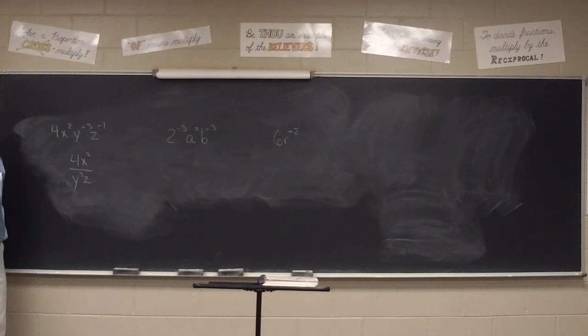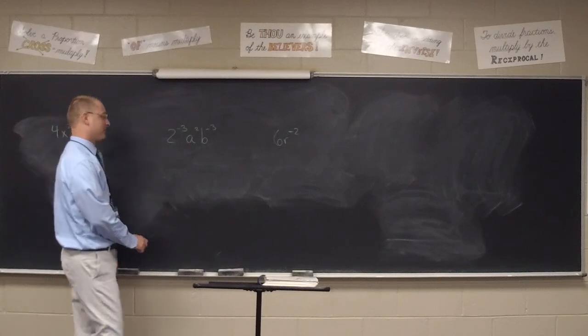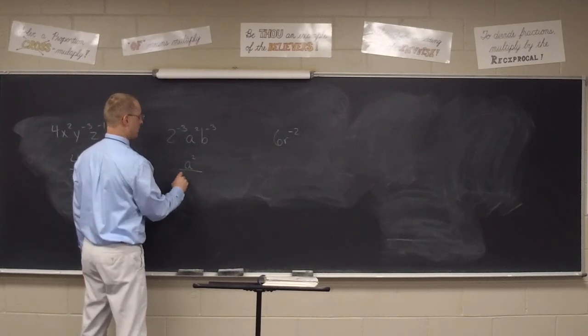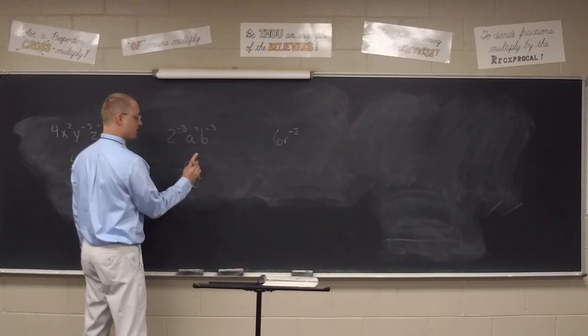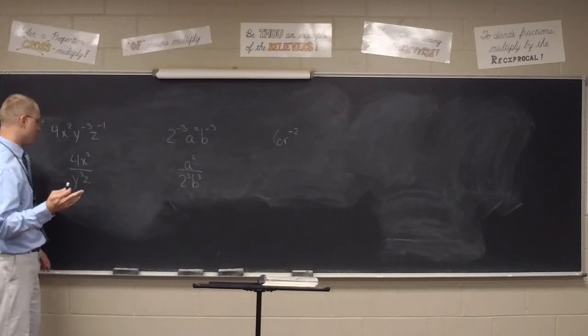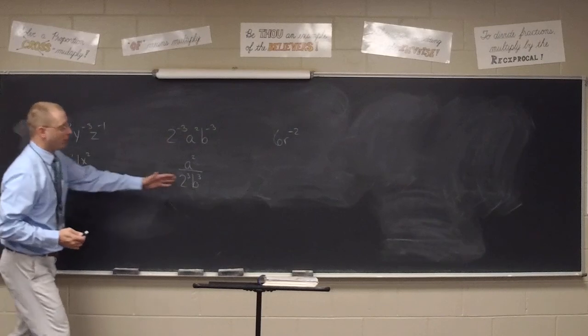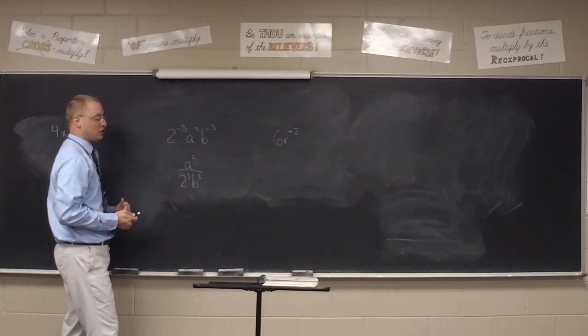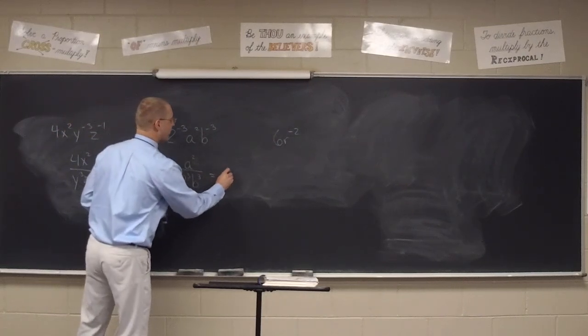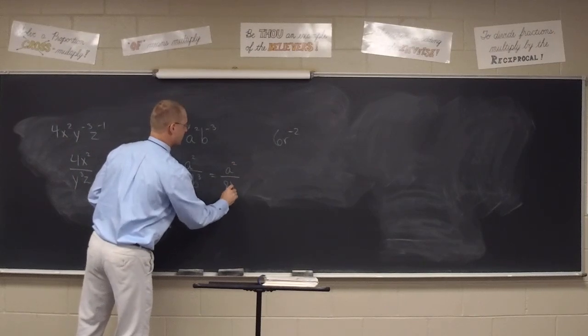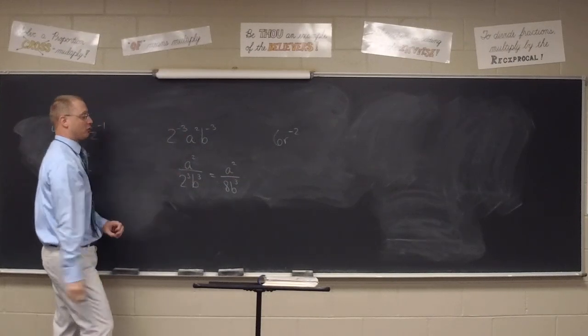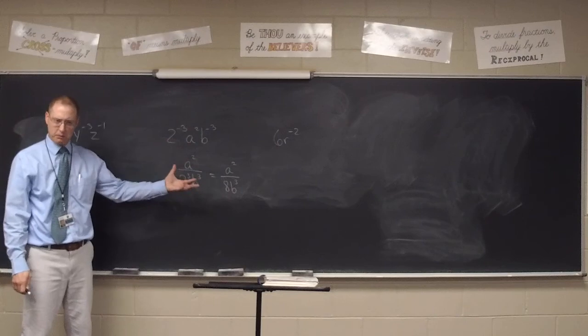Alright, looking at the next one. Dylan, what did you get? A squared over 2 cubed b cubed. Good, and I'd say one more step. If you can simplify, do so. Like, you can't simplify x squared without knowing what x is, or y cubed, or b cubed, or a squared, but we can simplify 2 cubed. 8. So we could finally leave it as a squared over 8 b cubed. But you got the main step I was looking for there. Does that make sense, though? If you can simplify, let's go ahead and do it.